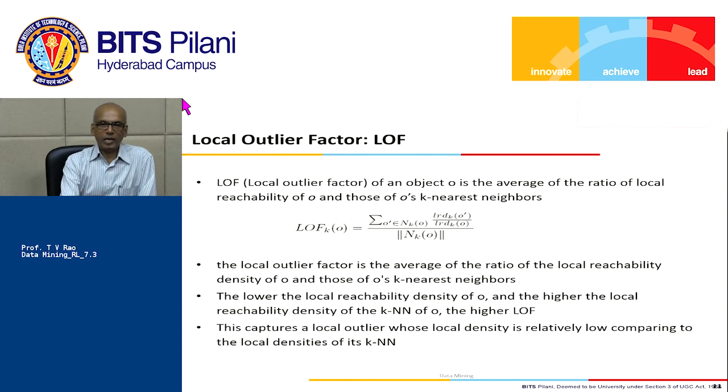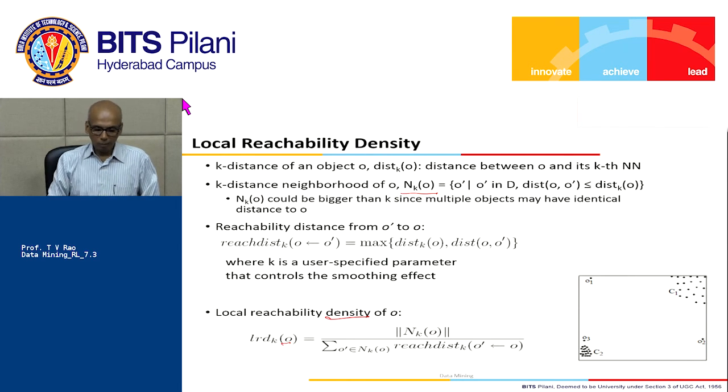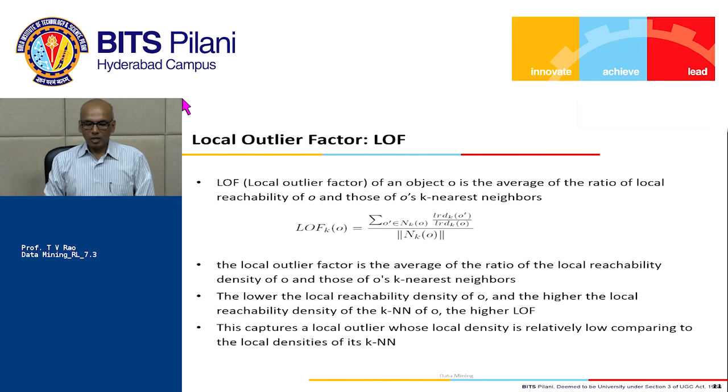So the way we define the local outlier factor is that we are taking the reachability density of the reference point, and essentially we are looking at all the neighborhood points, and we are dividing by the reachability density of the reference point. So we are looking at all the neighborhood points which are coming within the k nearest neighborhood, and thereby we are looking at the outlier factor.